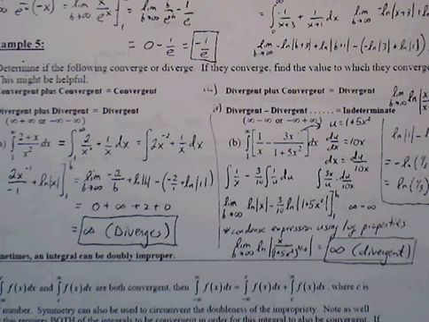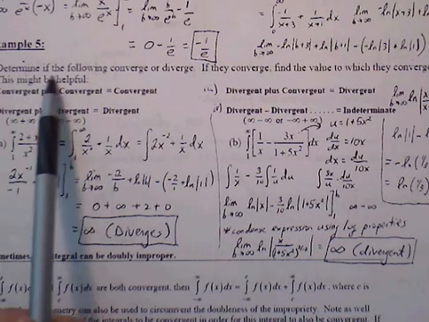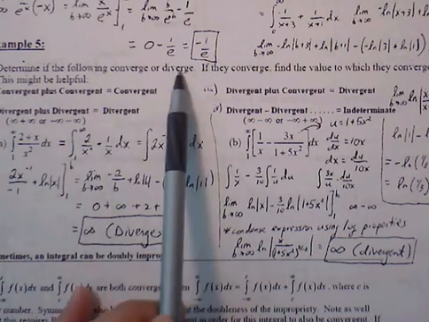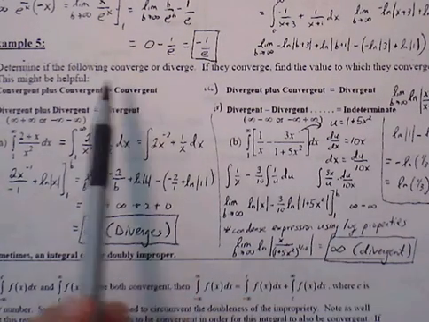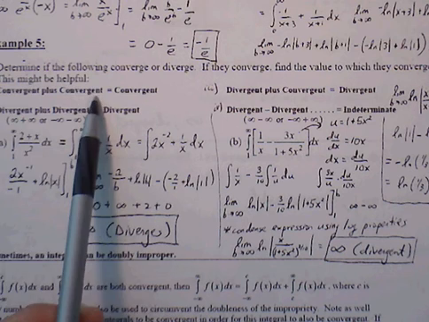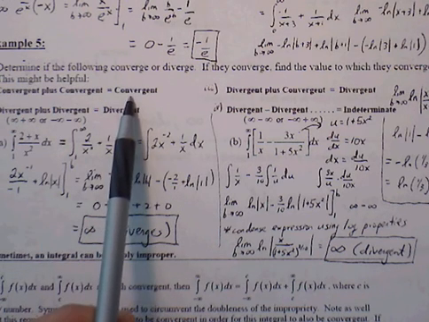We're continuing with 8.8 notes for improper integrals with example 5 here. Determine if the following converge or diverge. If they converge, find the value to which they converge. Some of these rules may be helpful. Convergent plus convergent will always equal convergent.